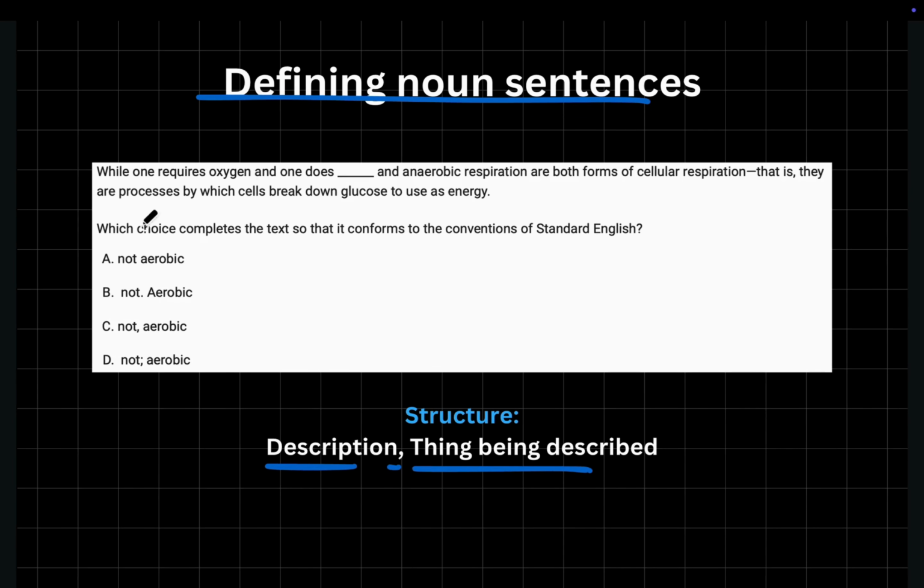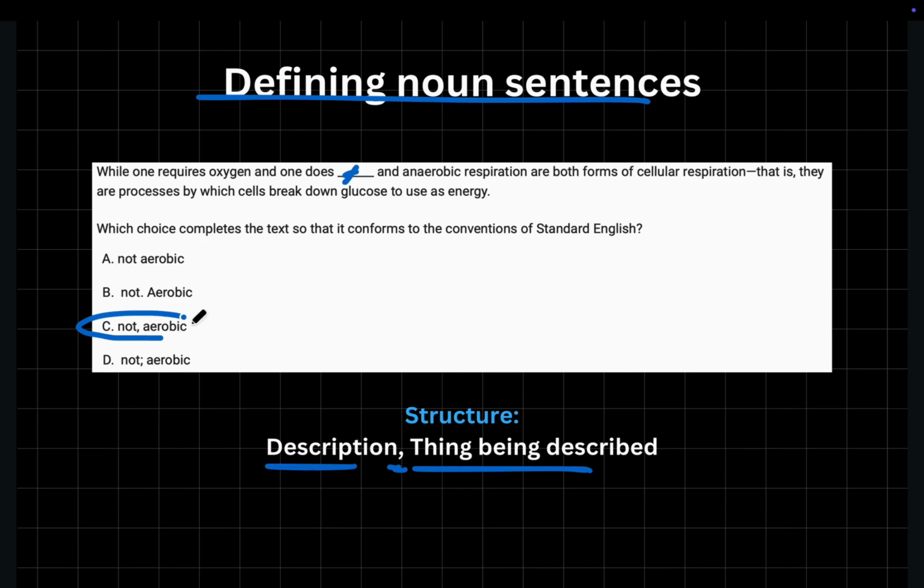Okay, so let's see a question. "While one requires oxygen and one does not," okay, this is a description. "Aerobic and anaerobic respiration." Okay, so this is the thing being described. Whenever there's a description and immediately after that comes the thing being described, we will use a comma in between them. Thus, choice D is correct.